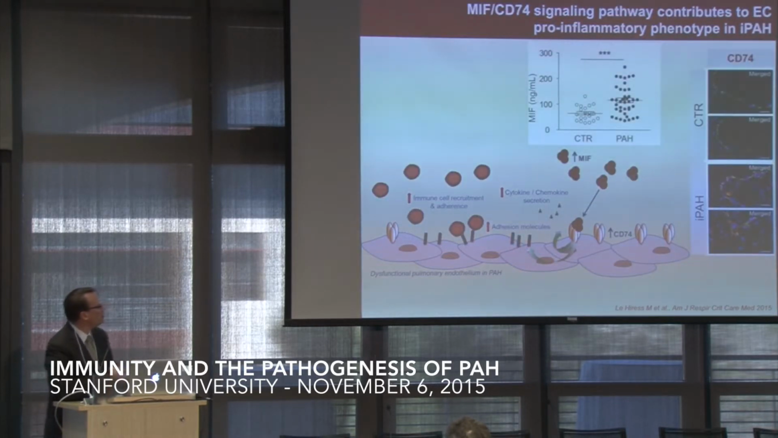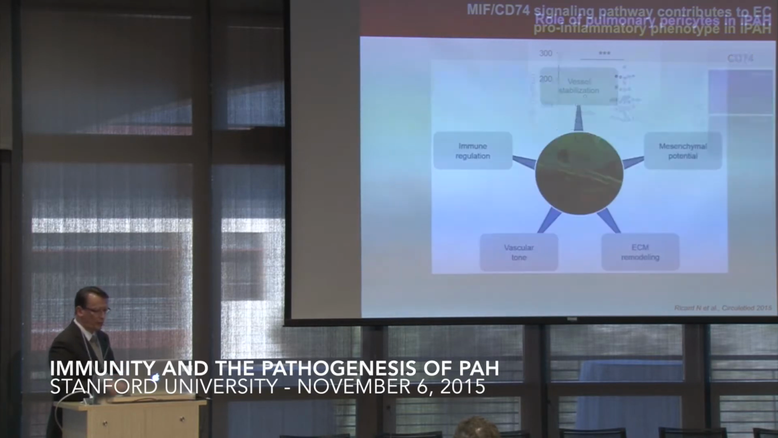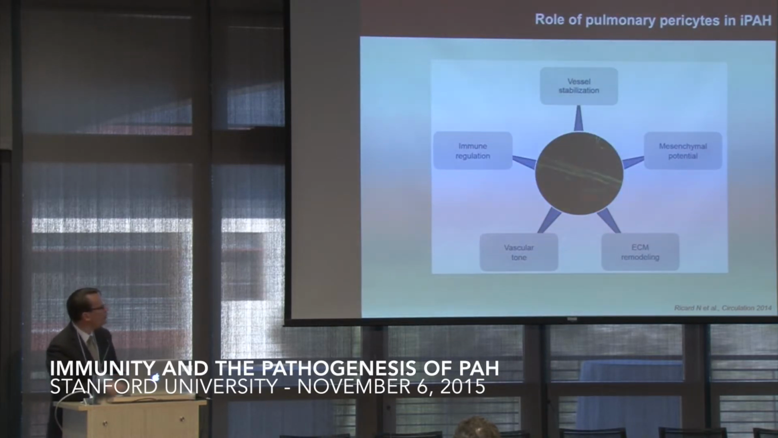And then they showed that a major cytokine called MIF, which is produced in the lung mostly by lymphocytes, is overexpressed in PAH, and that MIF interacting with its receptor CD74 may increase adhesion molecule, increase cytokine and chemokine secretion, and favor immune cell recruitment and adherence. And the final comment will be on the external side of the vessel.